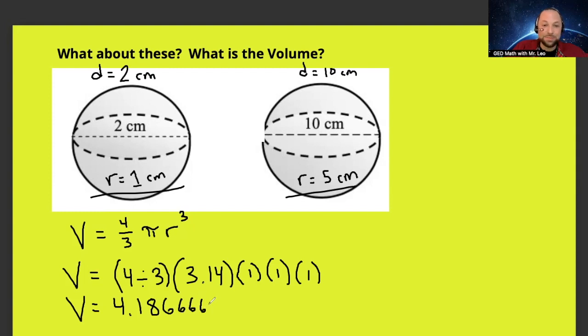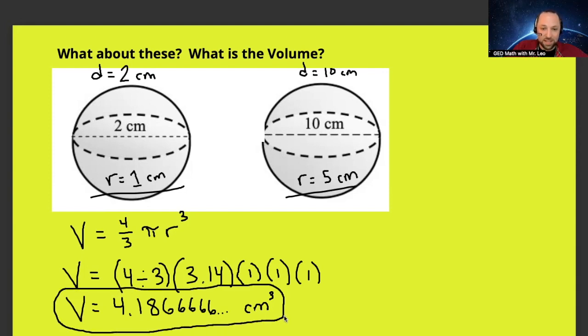4.18666666666666, and it keeps on going. All right, my calculator threw a 7 at the end. That's just because they're rounding off the last digit. Either way, I will accept this answer. 4.18 followed by a whole lot of sixes. Here's the point. You better make it cubic centimeters. Centimeters with a little 3 in the corner. All right. For my purposes today, this is a flawless answer.